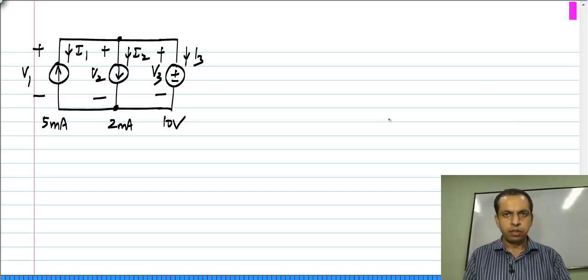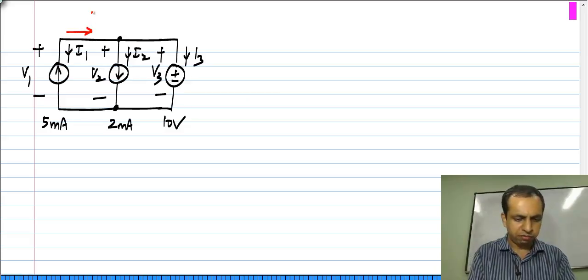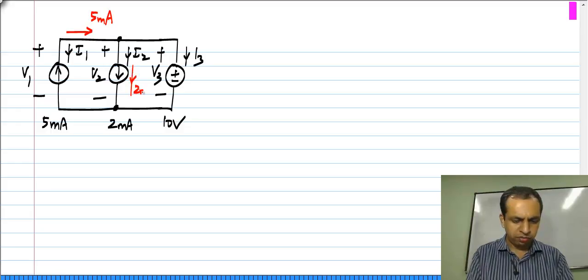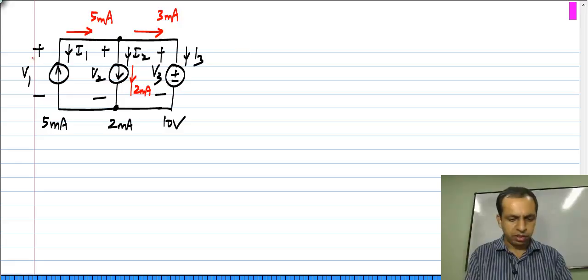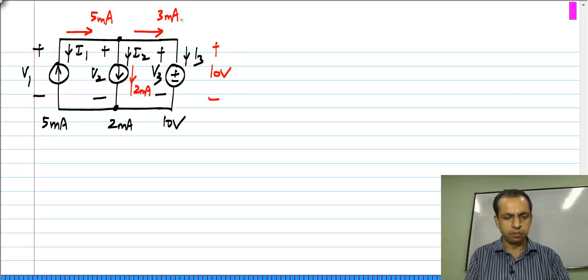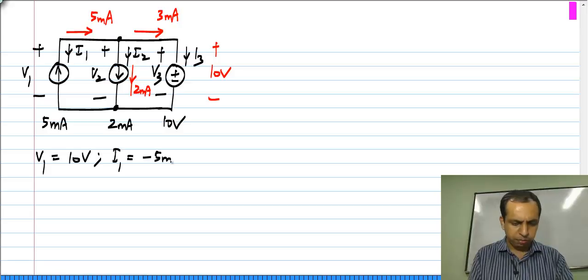Okay. So, first of all, simple circuit analysis, basically Kirchhoff's current law tells you that here we have 5 milliampere due to this current source and here we have 2 milliampere due to that current source. So, that means that we have 3 milliamp going that way. So, from this we know everything, and of course, these three elements are all in parallel. So, across all of them we have 10 volts. So, V1 is 10 volts and I1 is minus 5 milliamperes.